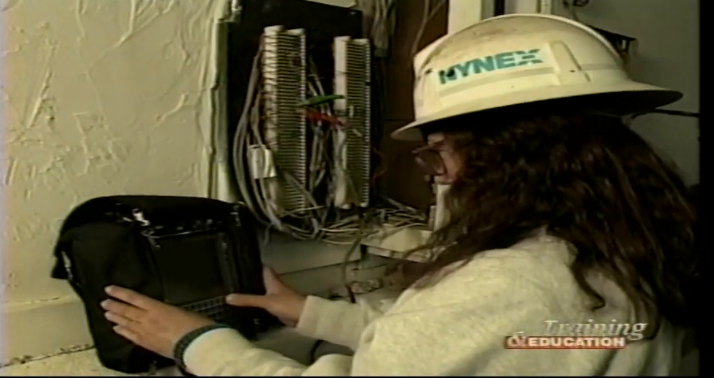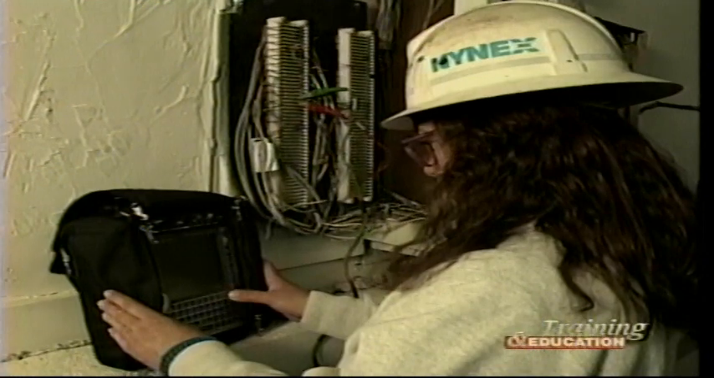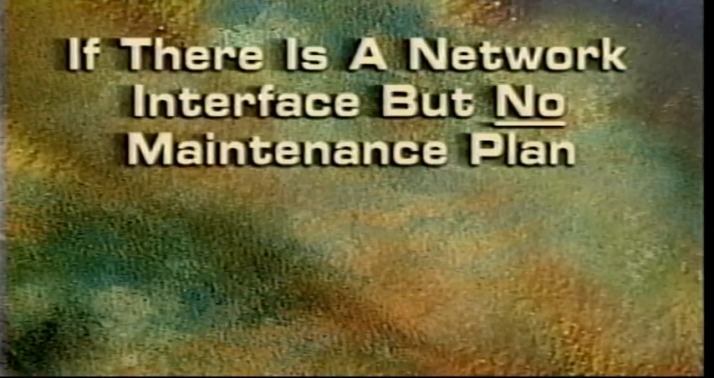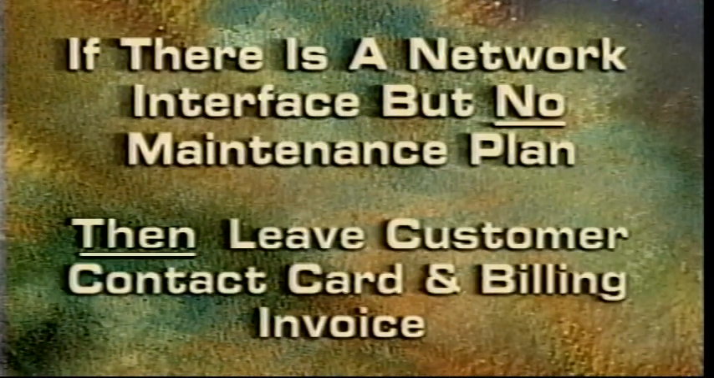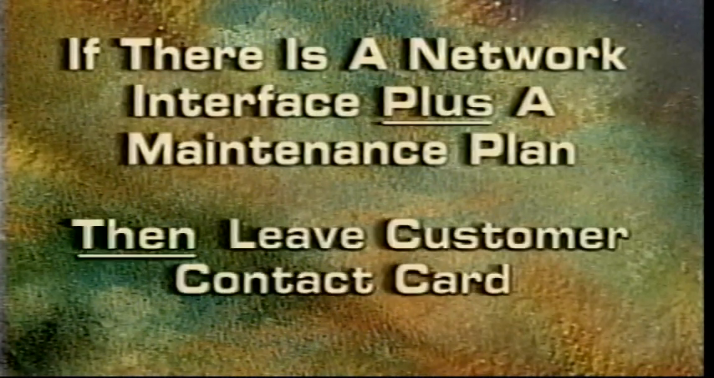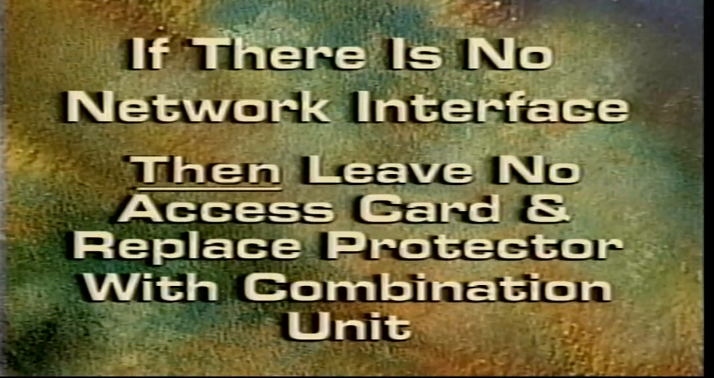If the NYNEX networks test OK and the trouble proves to be inside the customer premises, the repair technician takes the following steps. If a network interface is located at the demarcation point but the customer does not have a maintenance plan, then the technician leaves a customer contact card and a billing invoice. If there is a network interface, plus the customer does have a maintenance plan, the technician only leaves a customer contact card. If there is not a network interface, the field technician leaves a no-access card and replaces the protector with a combination protector and network interface unit. And if the field technician cannot reach the protector, a no-access card is left for the customer.